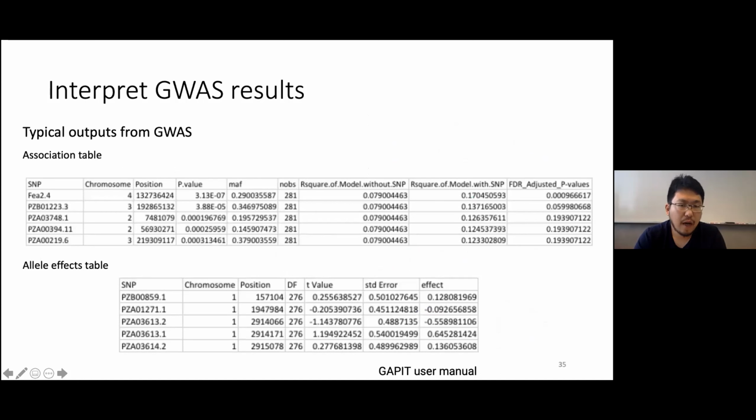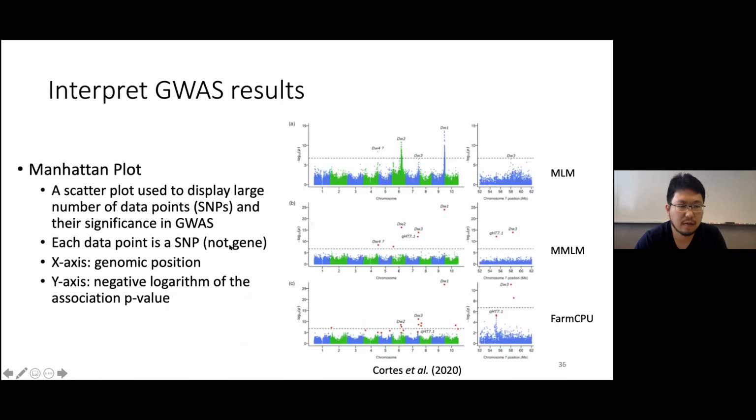So the typical outputs of GWAS are tables like this. You would have the ID of your SNP markers, their genomic position, the p-value, the minor allele frequency, and some other model parameters output from the model. And also some software will calculate the allele effects, like how large the effect is on the trait you are studying. So in the hands-on section, I included a script that allows you to take the output and visualize it, which is something we'll talk about right now.